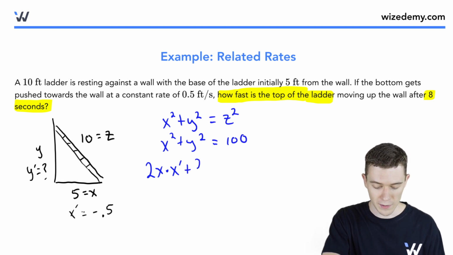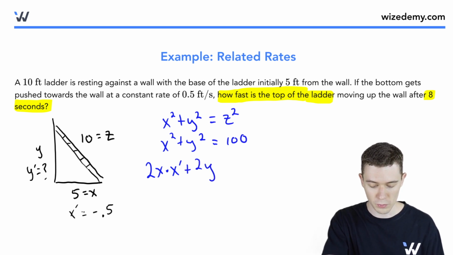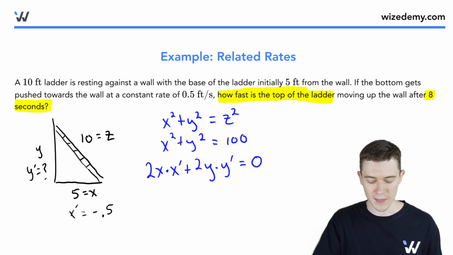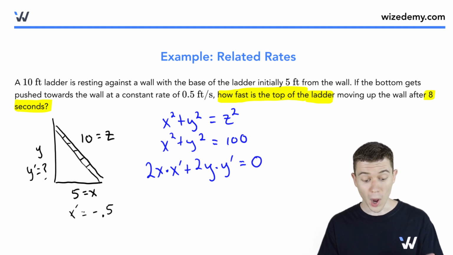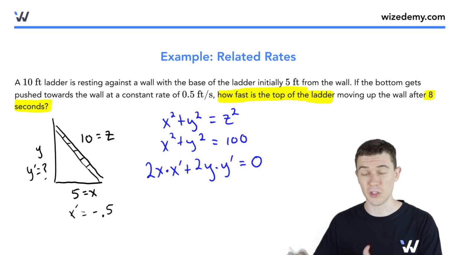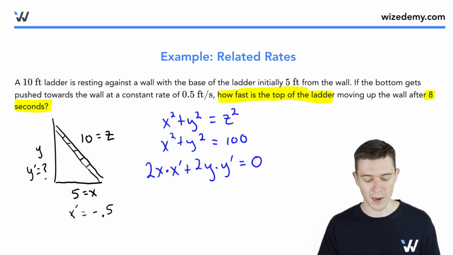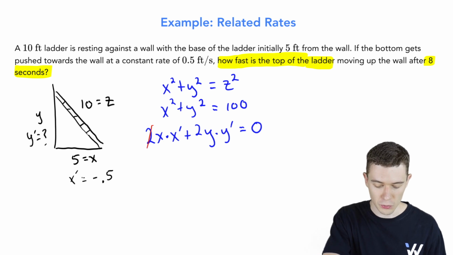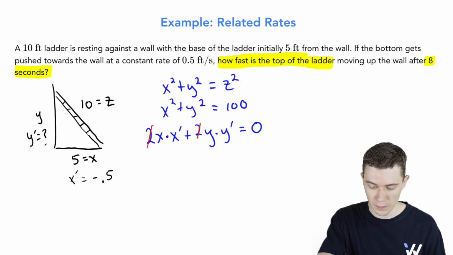Same thing with y. The derivative using the power rule of y squared is 2y, but I need to multiply by y prime for the same reason. The derivative of a constant is 0. Now y prime is what we're trying to solve for, so we have to fill in everything else. If you like, you could take a second and just cancel the 2's, divide both sides by 2.